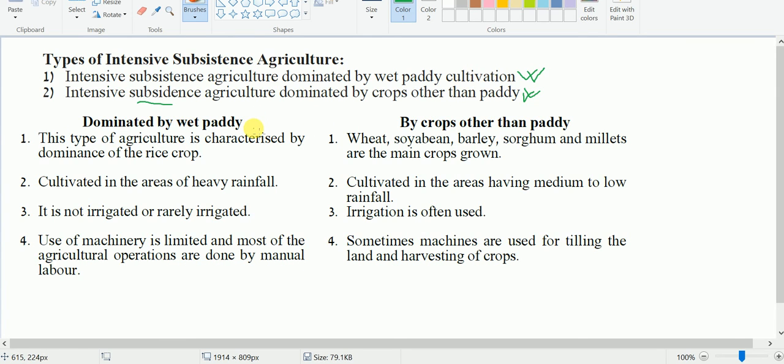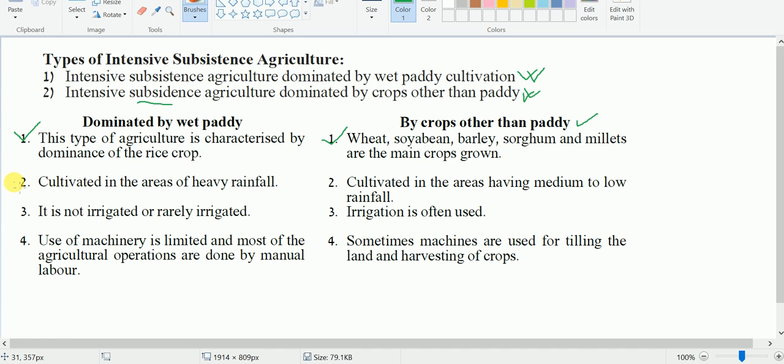Now let us find out the differences. In the case of agriculture dominated by wet paddy, this type of agriculture is characterized by dominance of the rice crop. So rice is the main crop. And in this type of farming, that is by crops other than paddy, wheat, soybean, barley, sorghum, and millet are the main crops grown. So this is the first point of difference between the two.